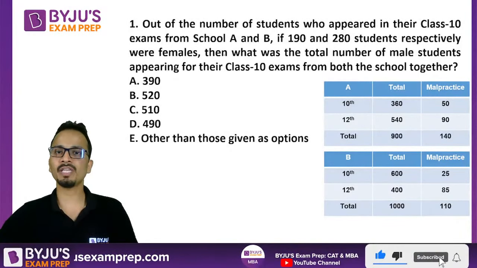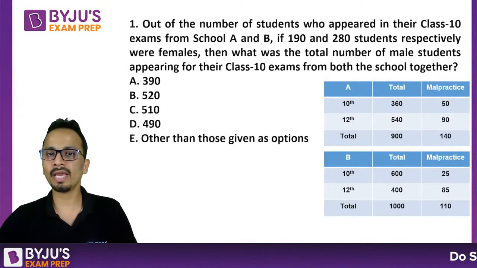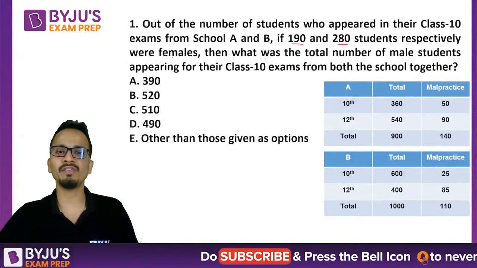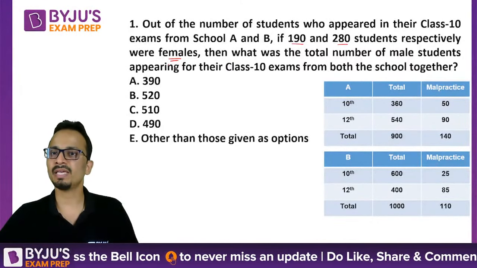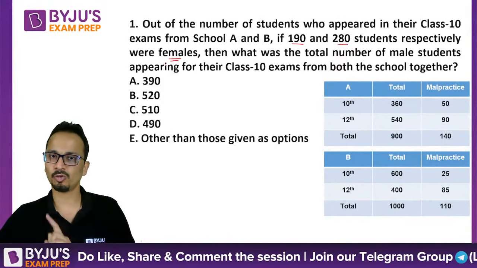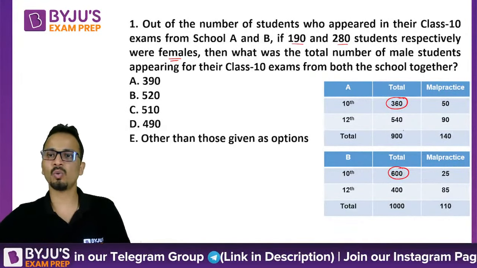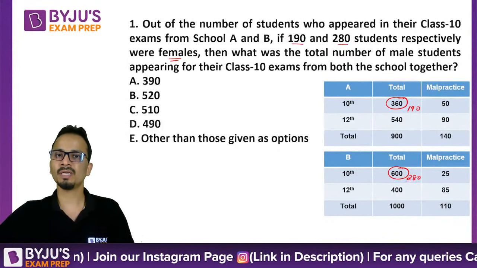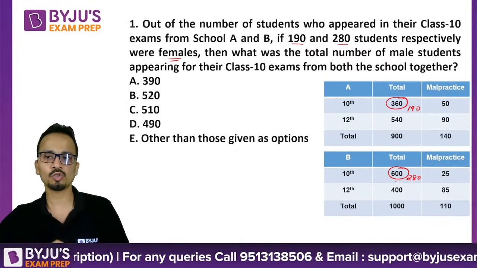So question number 1: out of the number of students who appeared in their class 10 exam from school A and B, if 190 and 280 students respectively were females, then what was the total number of male students appearing for their class 10th exam from both the schools together? So class 10 की बात हो रही है, school A and school B. Now out of these 190 and 280 are females.